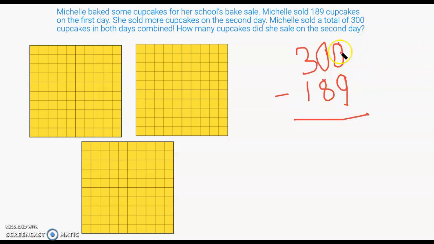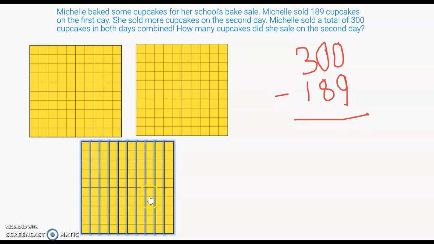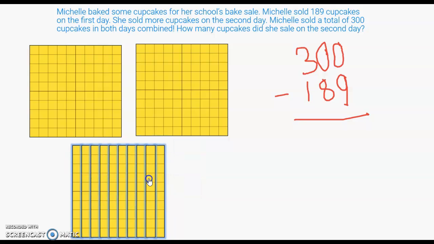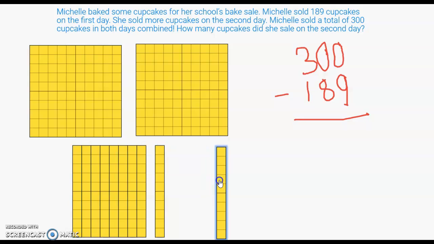Well, we can see right here that there's no ones right here, and there's none ones down here. So to break this problem down and to get some ones, we can decompose this 100. So we're going to break this up.